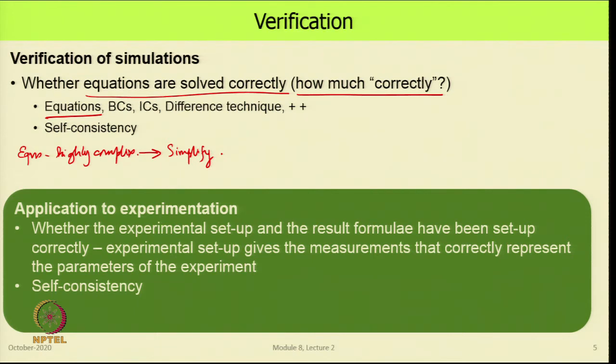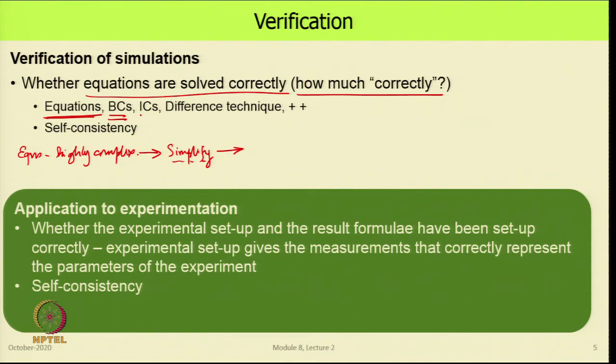We simplify based on the assumption that for the problem we are looking at, there are some terms in the equations which are very small compared to other terms, and so we neglect those. And in doing so, we have introduced a source of error in the computation. So, that is one part.